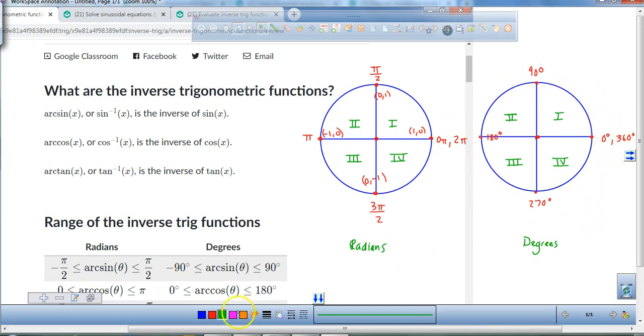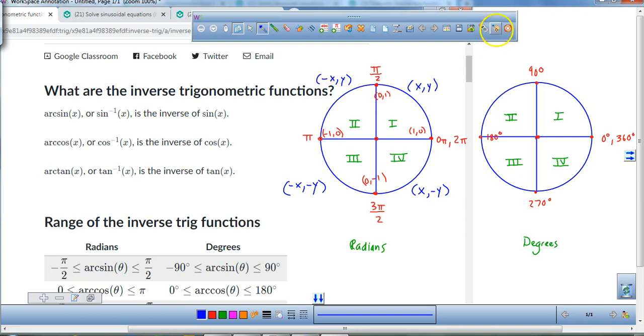Just remember your quadrants. In the first quadrant, all of your x values and y values are positive. In the second quadrant, you have negative x values and positive y values. In the third quadrant, where most teenagers live, you have negative x values and negative y values, just everything's negative. And then in the fourth quadrant, you have positive x values and negative y values.